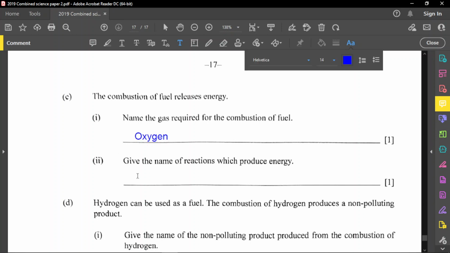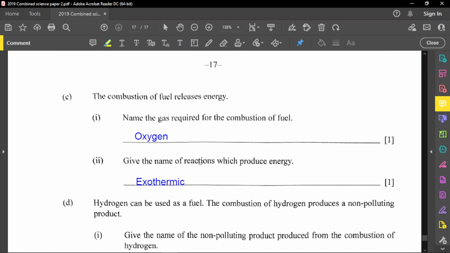And give the name of reactions which produce energy. The name of the reaction that produces energy is called an exothermic reaction. An exothermic reaction will give off heat energy to its surroundings. So once it's producing heat energy, it is called exothermic. Endothermic reactions are the ones that actually absorb energy; they need energy for them to take place.